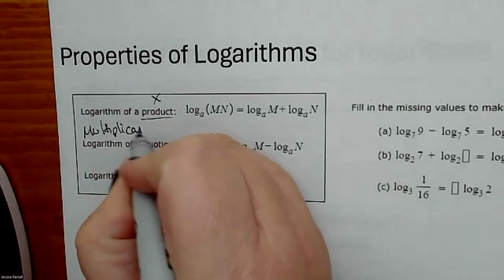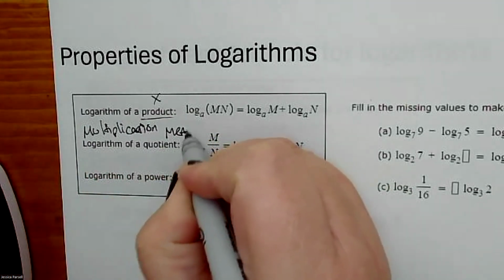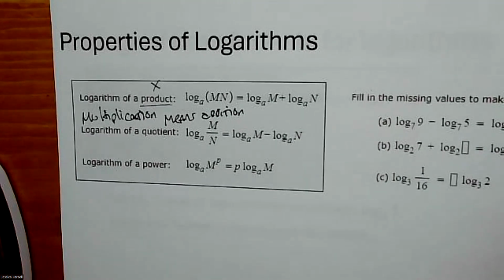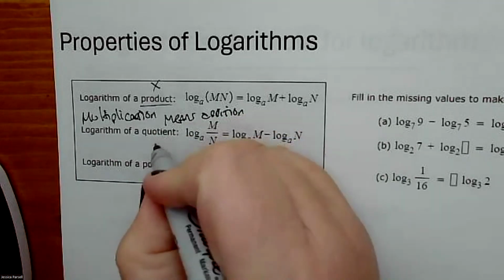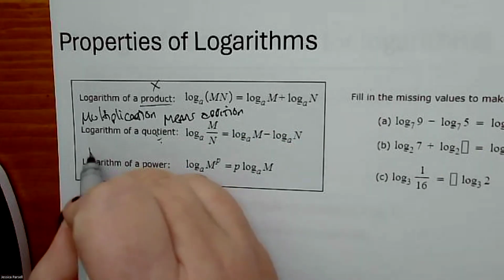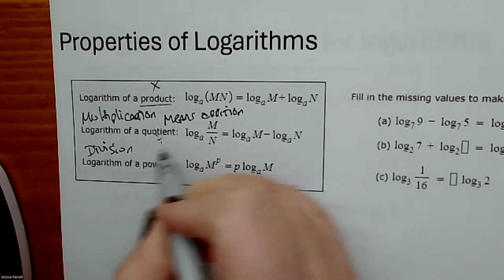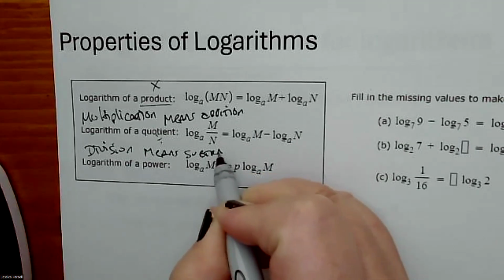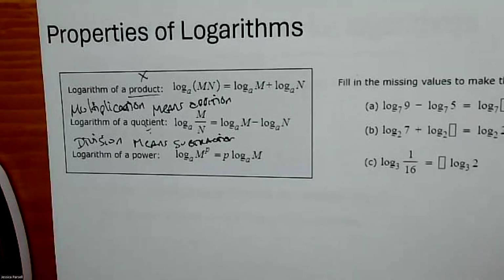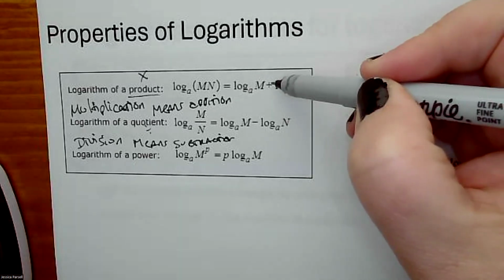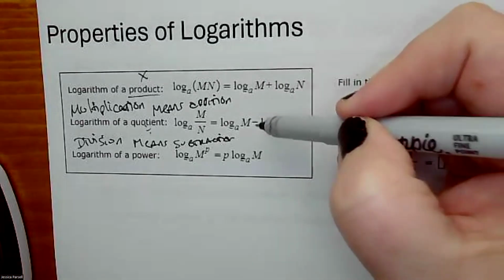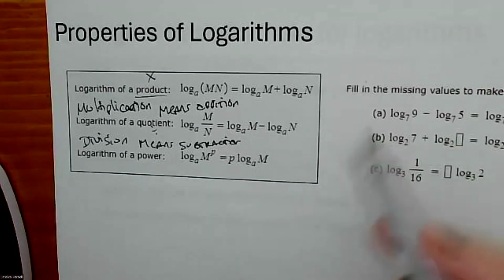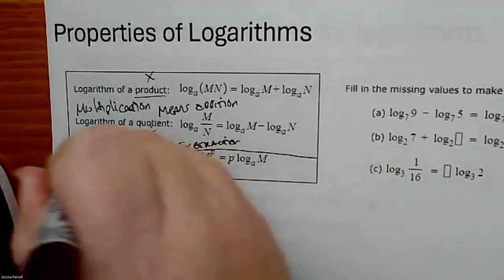Multiplication means addition. You might be thinking that's strange. It surely is. Logarithm of a quotient, remember quotient is division. So in log land, division means subtraction. Just going to give you some notes here. So addition, addition, multiplication. Subtraction, subtraction, division. I just want to focus on those two for a minute longer.